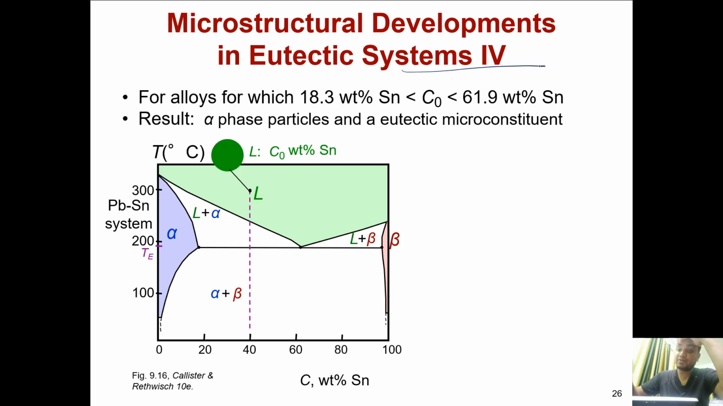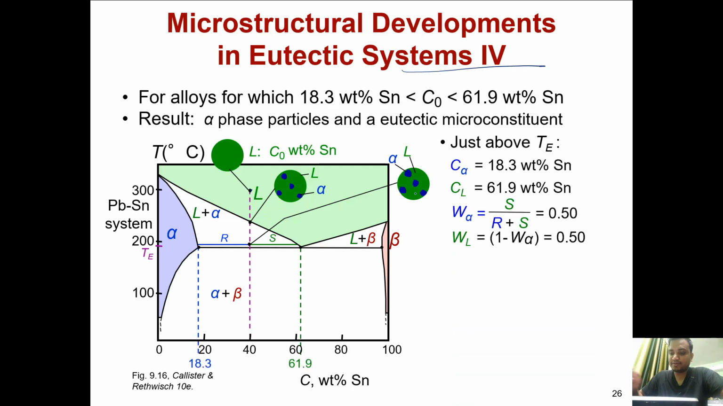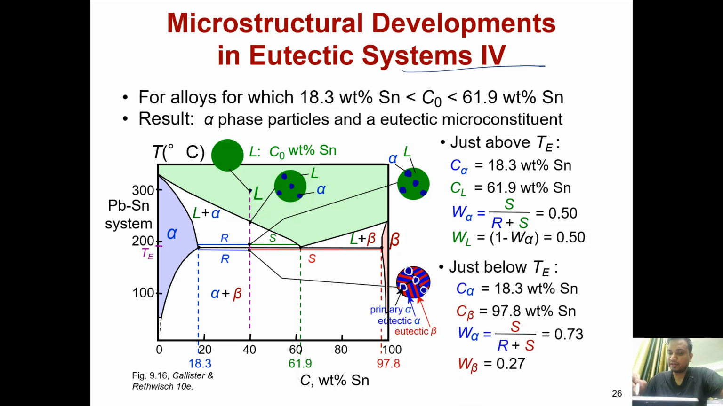Okay, next, system development in 4. Here it will be liquid, then it will transform to liquid plus alpha, then more alpha will be there, right? Then after this point, liquid plus alpha is there, and the remaining liquid will transform to alpha plus beta. So we will have a microstructure with alpha and beta in alternate layers, and some places where extra alpha is also there, right?